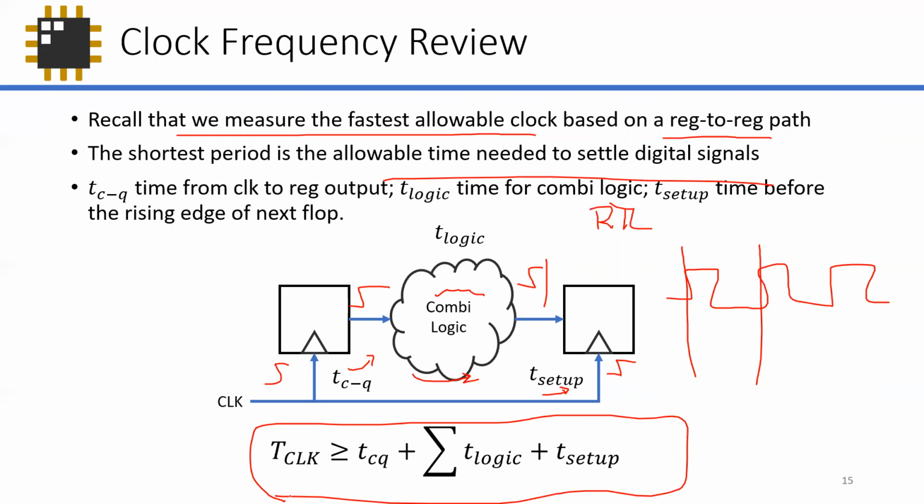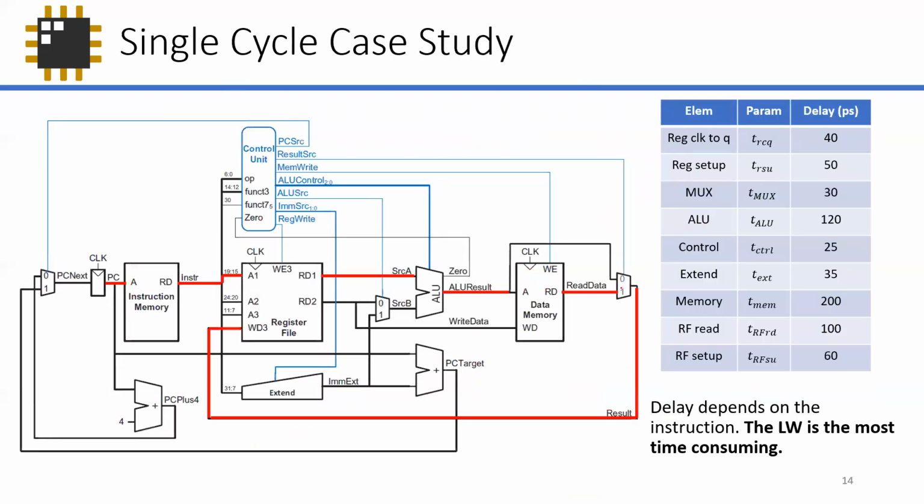But the point is that the period you have to work out is the sum of all those things: clock to queue, the logic, plus the setup time. So you're going to have to add everything. And now here's the thing. The delay depends on every instruction, and the longest instruction is actually the load word.